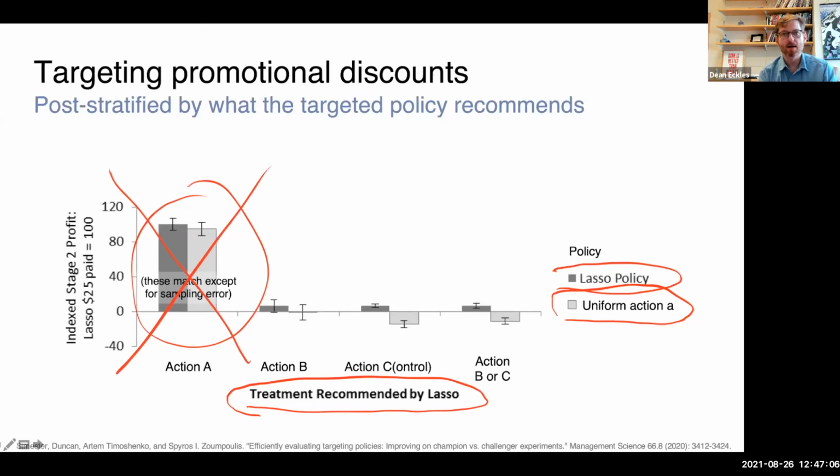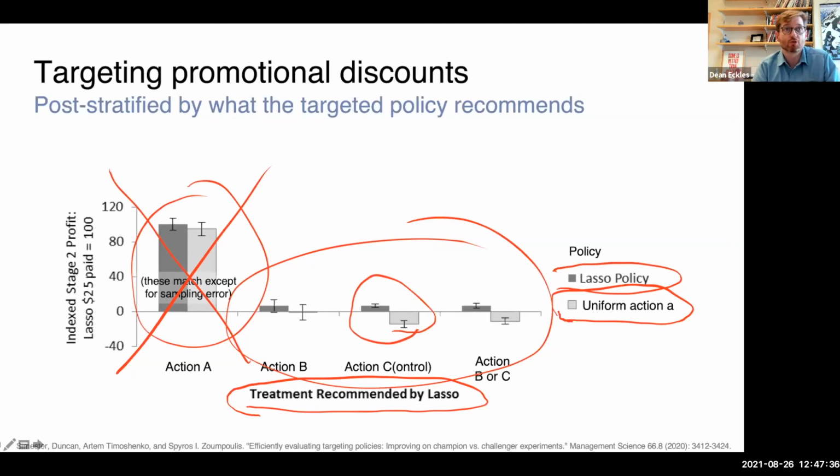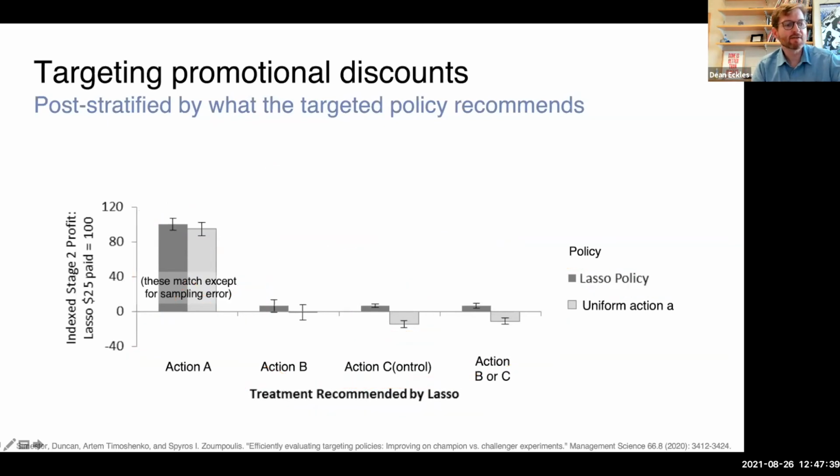What we're zooming in on is the case where, if we were doing this uniform action A, and the lasso says to do something else, those are the cases that we end up zooming in on, right? And so it's potentially all of these cases, and we might see some evidence in particular that when the lasso says to take the control action, this other policy is saying to uniformly give everyone discount A, and that's worse off than if you do whatever the lasso says to do, which is here to leave that person in control.